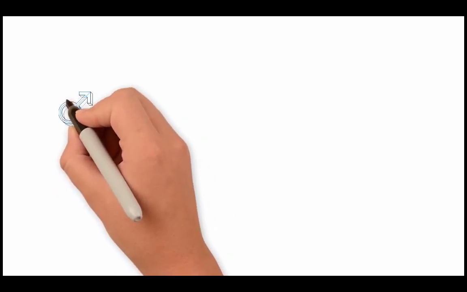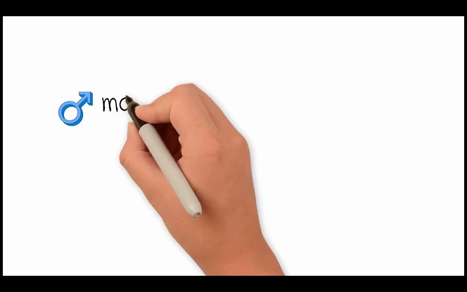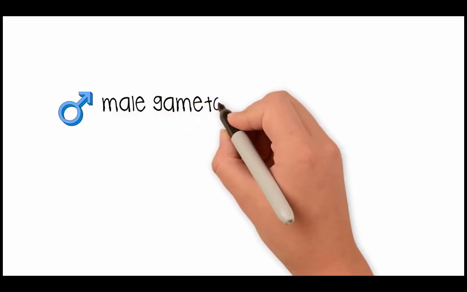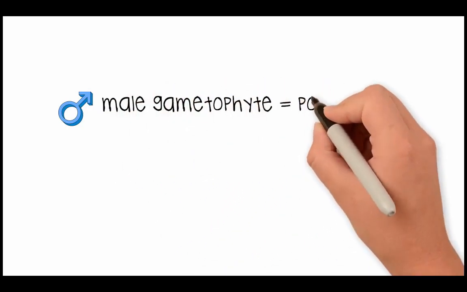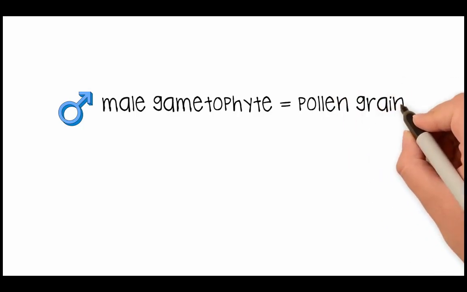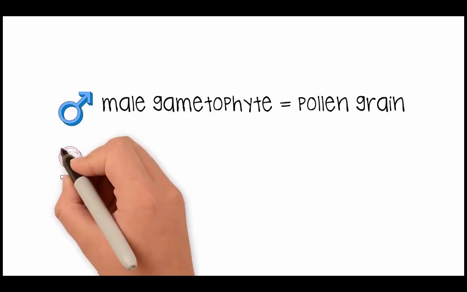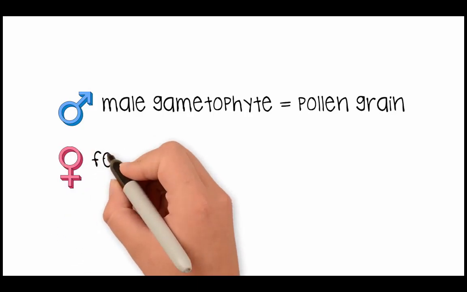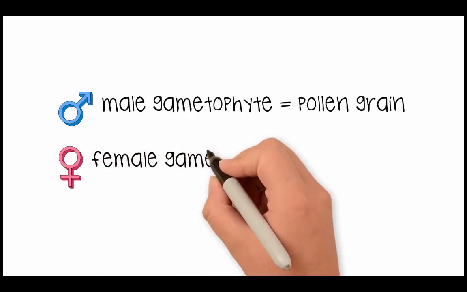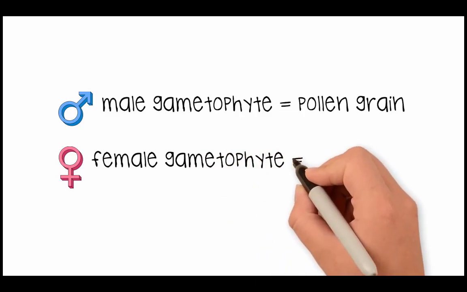In both angiosperms and gymnosperms, the gametophytes are reduced to just a few cells within the parent plant. The male gametophyte in this case is the pollen grain, and the female gametophyte is the embryo sac. We will talk more about angiosperm reproduction later on in this lesson.